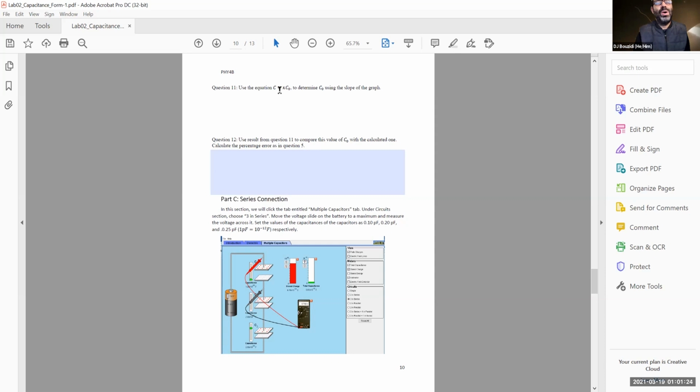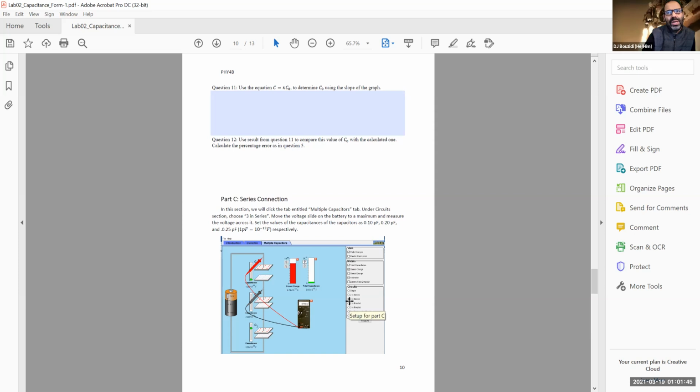So this is the equation you're supposed to graph. Did you get the same value of C naught or not? And I'm sorry, you can find now the experimental value of C naught you get from here, and you compare it to the measured calculated one, and you tell me how good it is. This is the last part, part C of the lab, where you actually come to the multiple configurations.